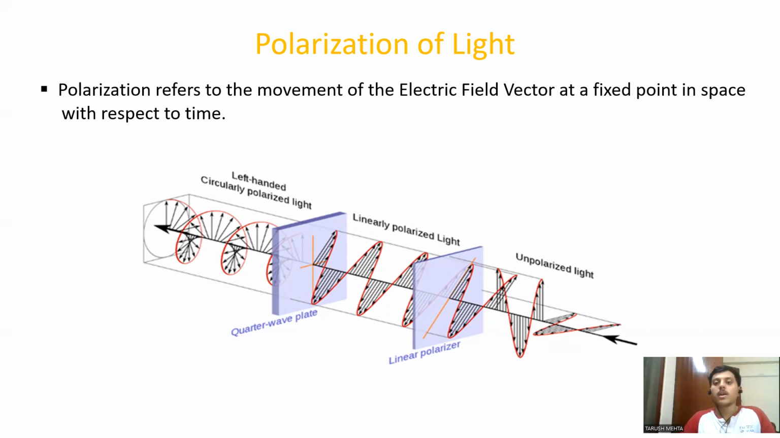Since an electromagnetic wave consists of electric field vectors and magnetic field vectors, both of which are mutually perpendicular to each other and also perpendicular to the direction of the wave. So whenever a wave is propagating, it is interesting to know how the electric field pattern changes with respect to time, or how the electric field evolves with respect to time.